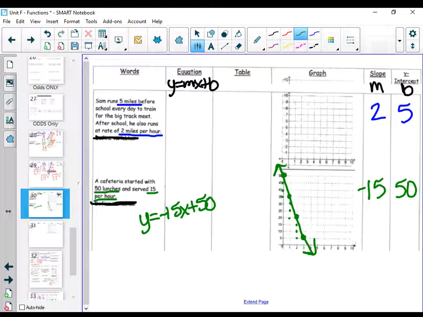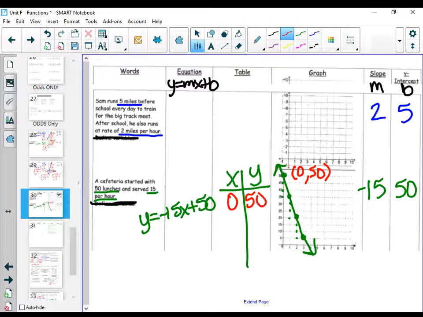Now let's make a table. On our table, I can use the points from my graph. So my first point, my y-intercept was 50. Remember, the y-intercept is where x is 0, so that would be 0, 50. My second point, or my next point, is where x is 1, and that means y is 35, which should make some sense.